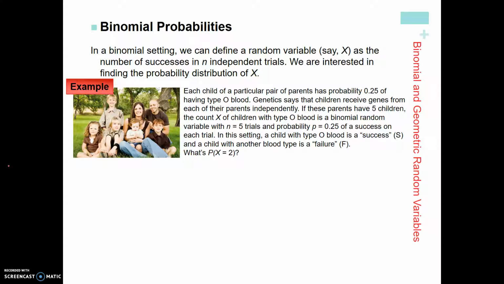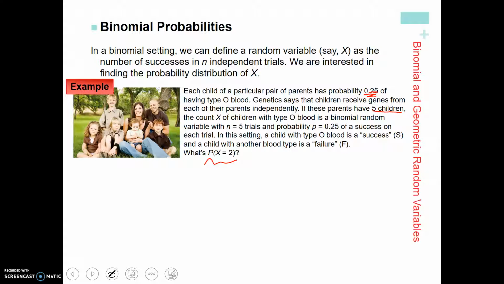Okay, so here's our event. Let's suppose that we are looking at kids' genetics and their probability of having O positive or O negative blood. And let's assume that the odds of getting O positive or O negative blood is 25%. And let's say that these parents are going to have 5 kids, and they want to know the percent chance that 2 of them have O negative blood.